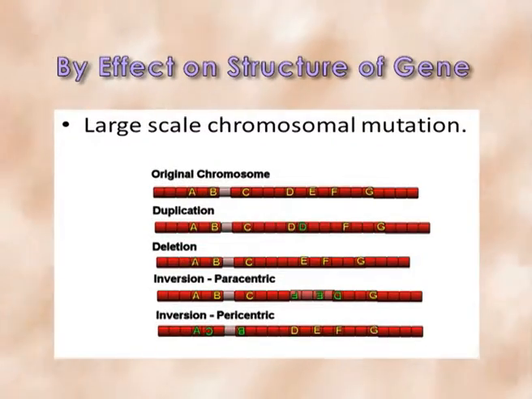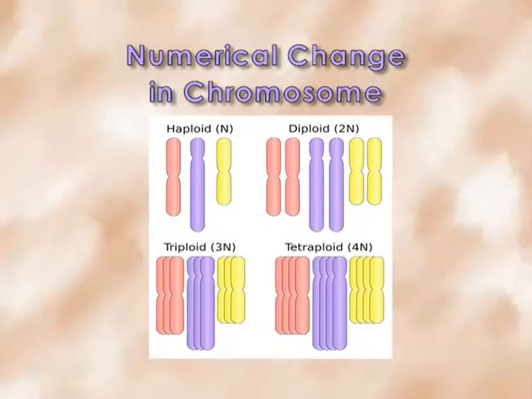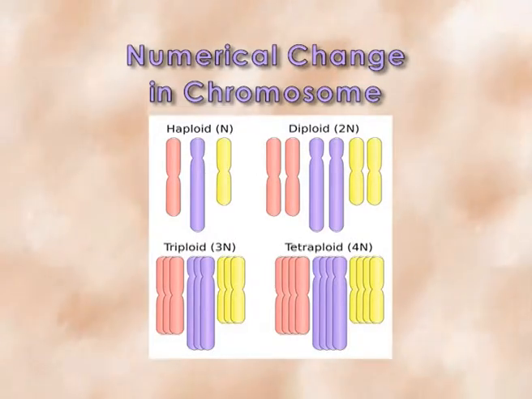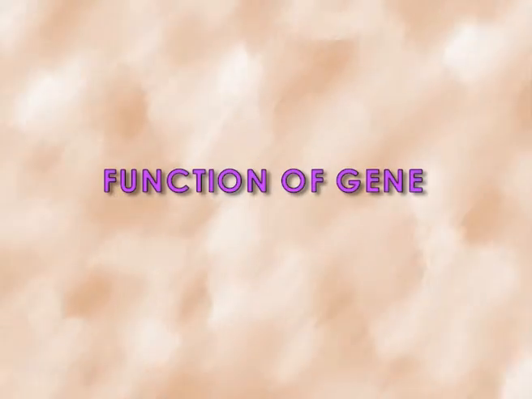Let's talk about the large-scale mutation. Large-scale mutation is related to chromosome structural change as well as numerical change of the chromosome. Numerical change means the number of the chromosomes can be changed. It may be aneuploid or polyploid.